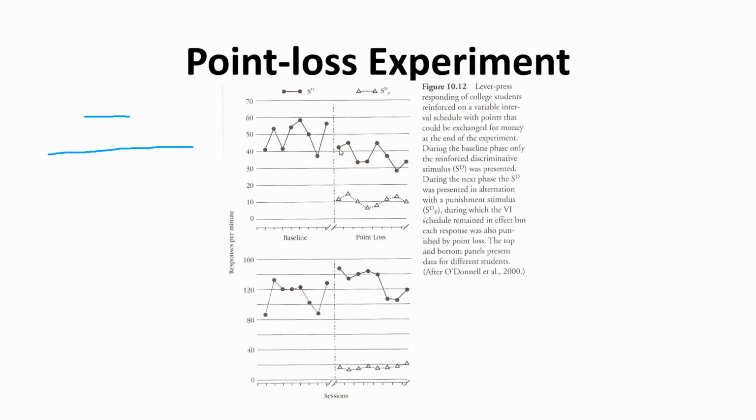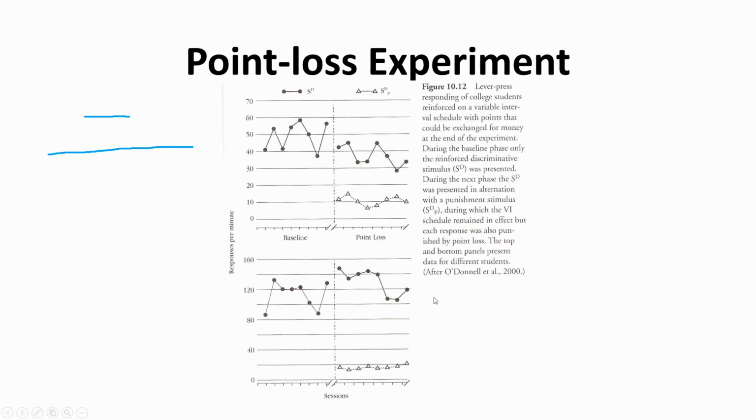And so here we can see that they continue to respond at a fairly high level to our originally reinforced stimulus because it's still being reinforced, but we see much lower responding to our punishment stimulus. So they've learned that they shouldn't respond to this punishment stimulus because they lose points, but they can still respond to the discriminative stimulus because they can still gain points.